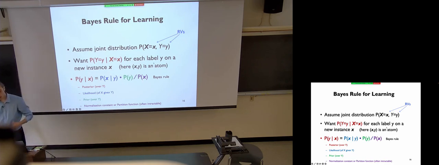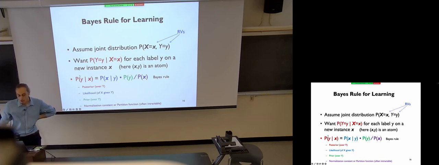So for each, and how we can do this using Bayes' rule. We basically apply Bayes' rule, using the previous formula we discussed. P of Y given X is equal to P of X given Y times P of Y over P of X. Let's distill this a bit more. The red one we call the posterior over Y. This is what we want to find, this posterior.